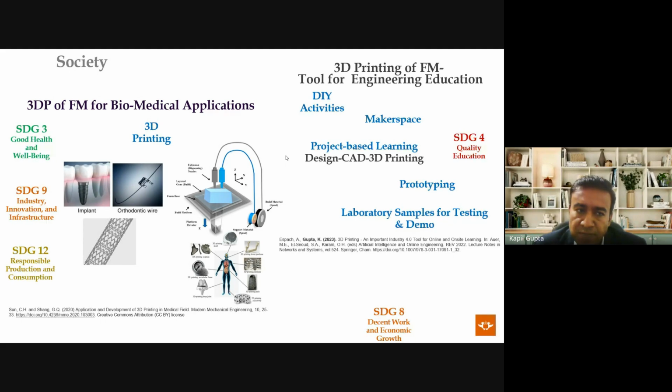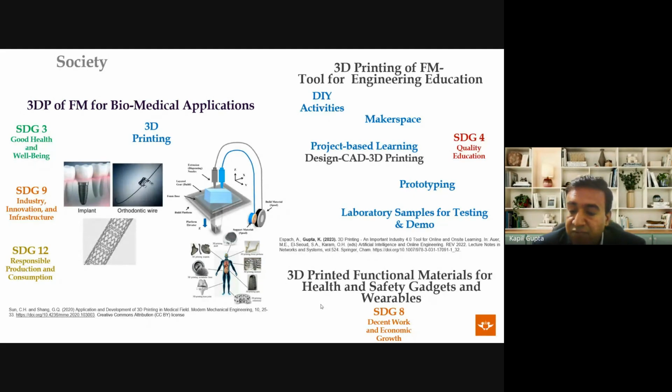Another example which supports society is 3D printing of functional materials for health and safety gadgets and wearables. Graphene-based materials are used for that. So these are the interventions towards decent work and economic growth. So if we are working towards these things, then there is a need to document and to convey, or to relate, that this attempt is going to be towards supporting goal number 8 or goal number 4 or any other sustainable development goal. So this is about the society, how 3D printing of functional materials can support society.